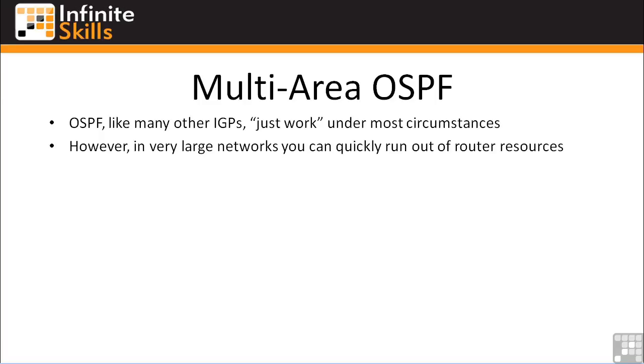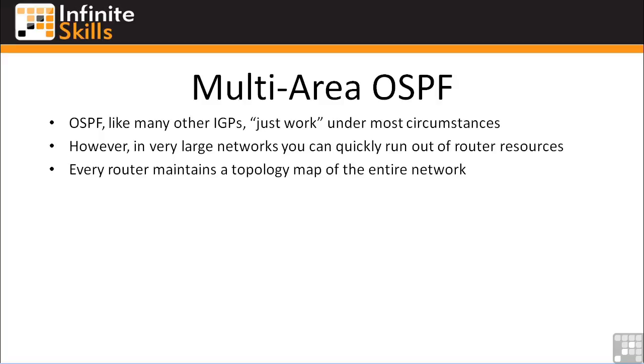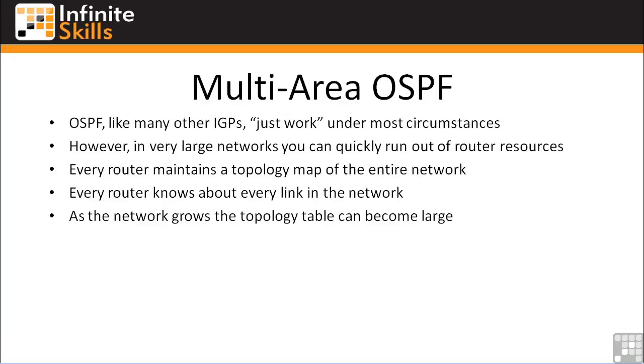Now, why would you run out of router resources? Well, every router maintains a topology map of the entire network. As a result, every router knows about every link in the network, no matter how small or how large that network might be. As the network grows, the topology table becomes very large.